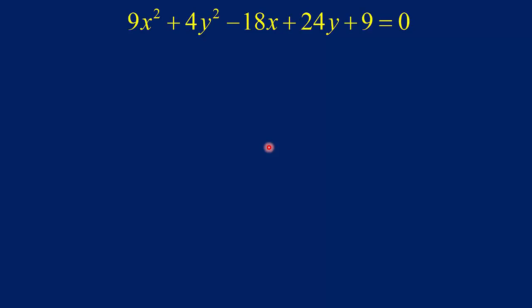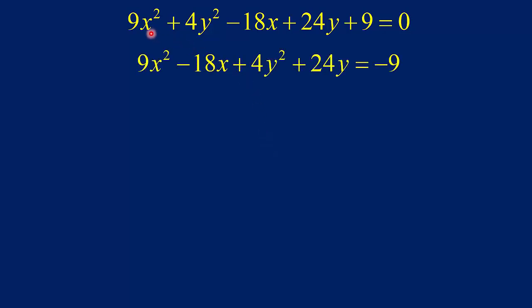Here's an ellipse, and it's not in that convenient form. Well, what we need to do is put it in that form, and the way we do that is by completing the square. So here's the way I proceed. I'm going to group the x terms together. I've got 9x squared. I put it together with the negative 18x. I put the y squared together with the y and move the constant term to the other side.